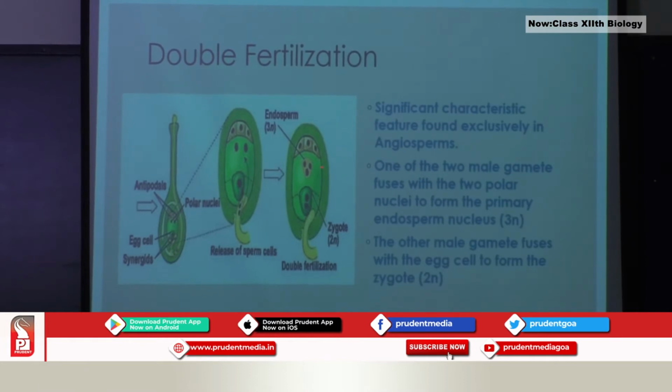The other male gamete goes and fuses with the polar nuclei in the central cell to form the endosperm, which is triploid, and this egg cell now becomes the zygote, which is diploid. This is your double fertilization.